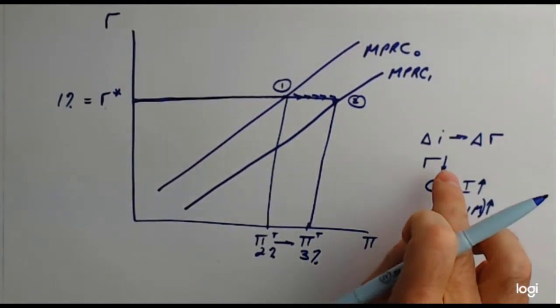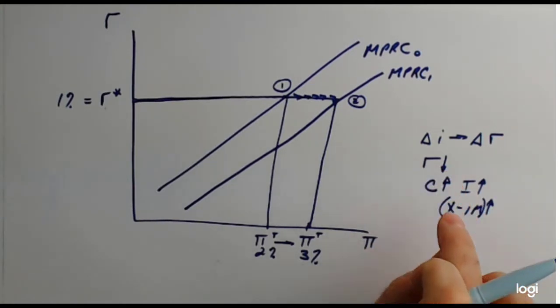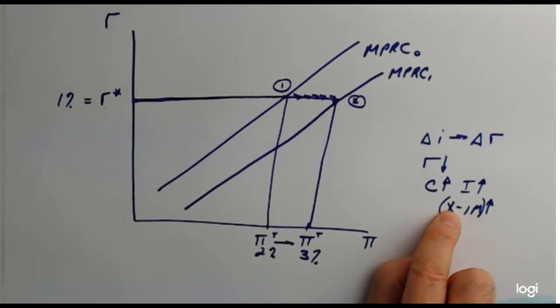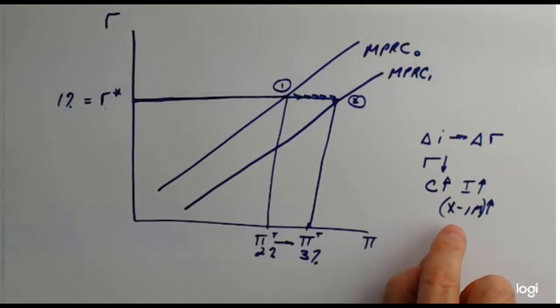Why? Because when interest rates fall, the dollar will fall, which means our exports will go up because foreigners will find it cheaper to convert their foreign currency into dollars because the dollar fell. Remember the foreign currency story that we talked about earlier in this course.